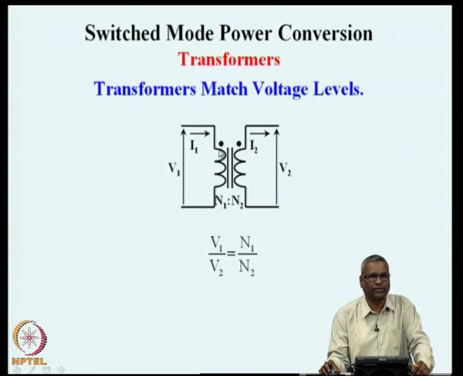Accordingly, transformers may also be called step up transformers or step down transformers, or you could have simply a 1:1 isolation transformer where the voltage levels are the same, but electrical isolation between the primary and the secondary is provided by the transformer. So, in this particular situation, we see that transformers can match voltage levels between V1 and V2 by appropriate selection of the ratio of number of turns.